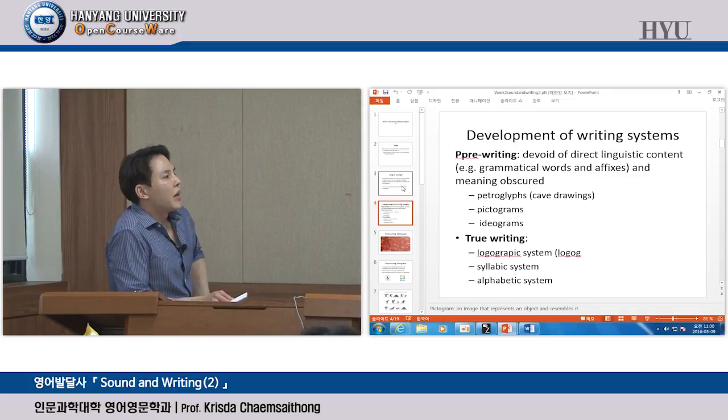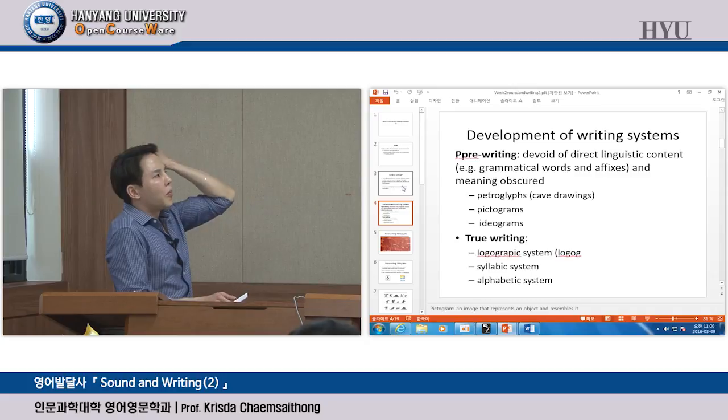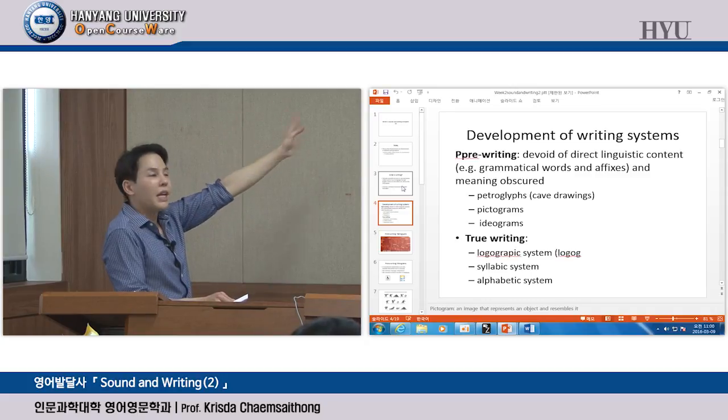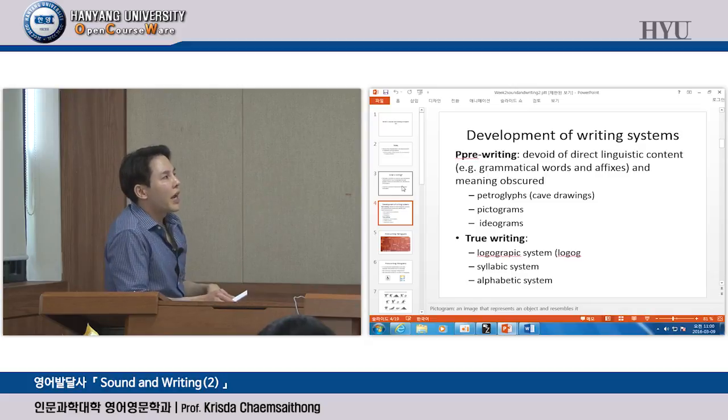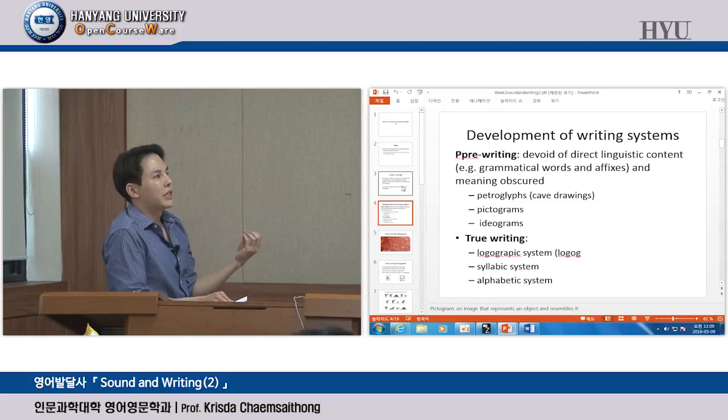For writing systems, we have what we call pre-writing and true writing, right? Pre-writing and true writing. So pre-writing is not writing per se because it's devoid of direct linguistic content, for example, grammatical words and affixes.